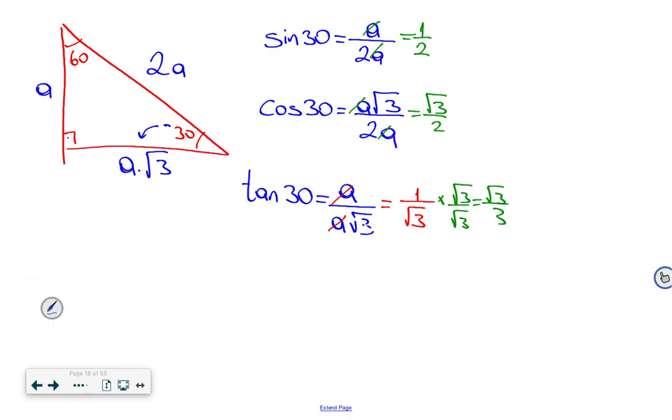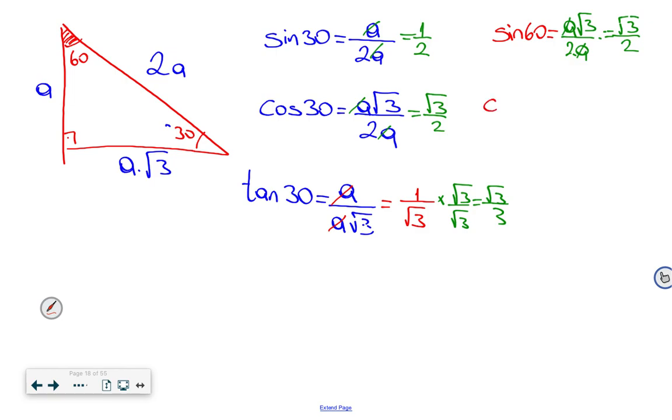Next, we are going to focus on cosine, sine, and tangent 60. This is my angle. Let's get started with sine 60. Sine 60, remember the sine function. Sine is opposite over hypotenuse. Opposite side is A radical 3 over hypotenuse is 2A. When you simplify the A, you can get radical 3 over 2 is the trigonometric ratio of sine 60.